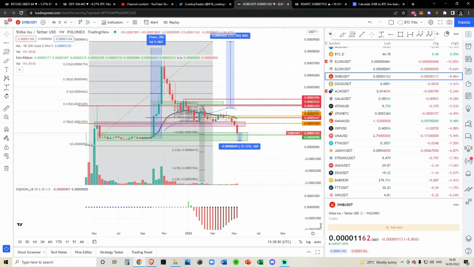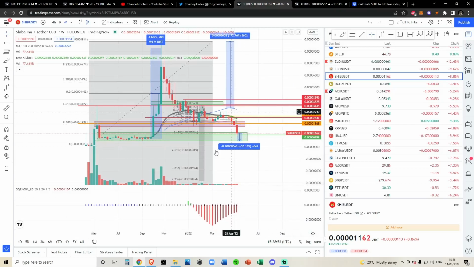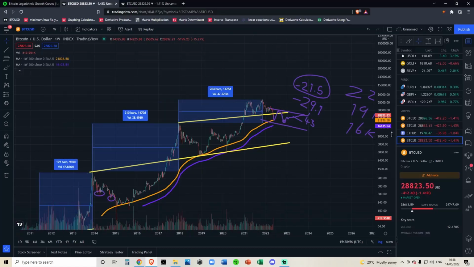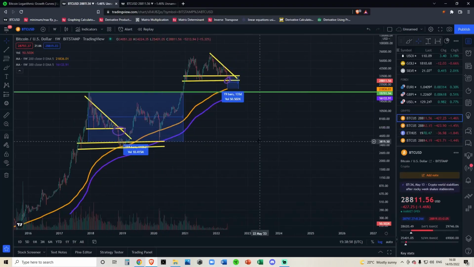Like I said, I do not have a crystal ball, but in my opinion, I'm weighing up the probabilities, and it looks like Bitcoin is about to capitulate.